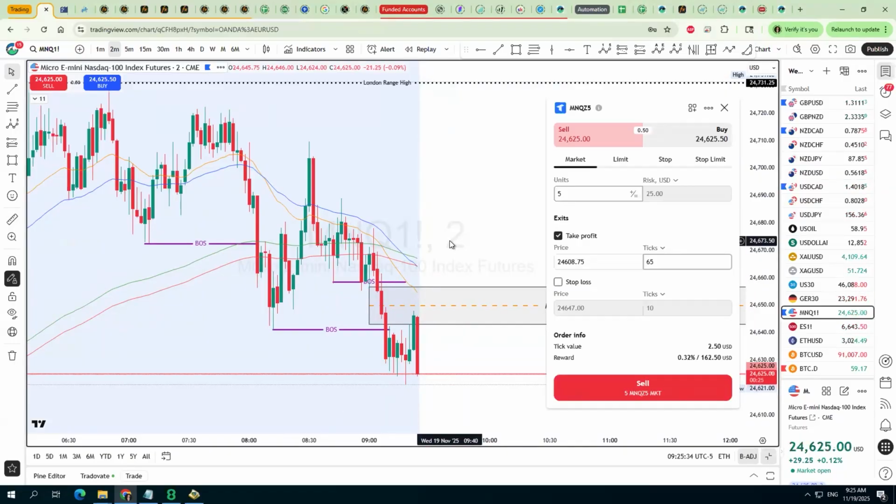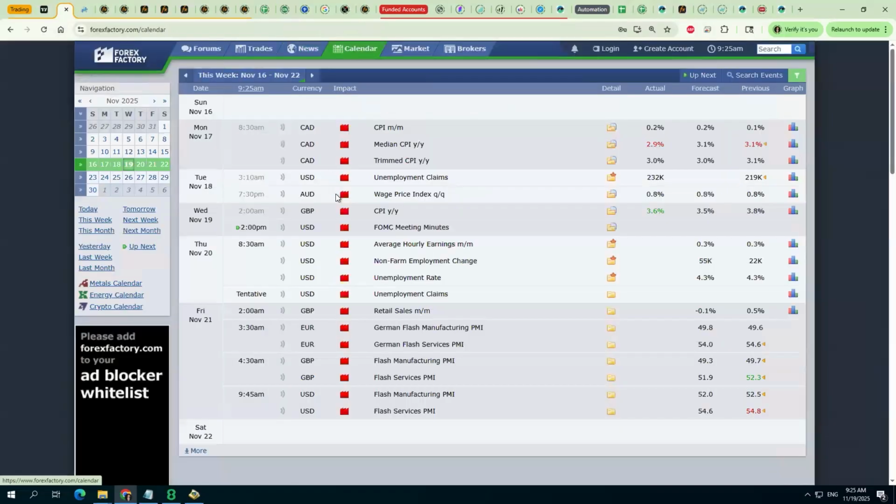Market's going to be a little choppy. Don't see any news coming out today. Let's go take a look at the news here. And to be honest with you, I don't mind choppy conditions, as long as we can take advantage of that choppy condition.